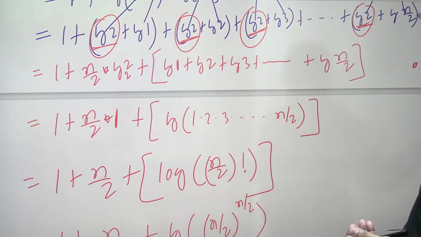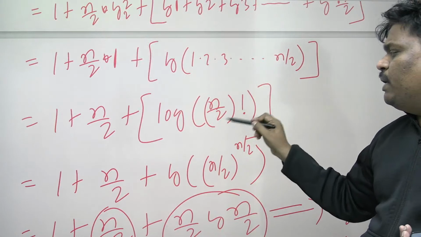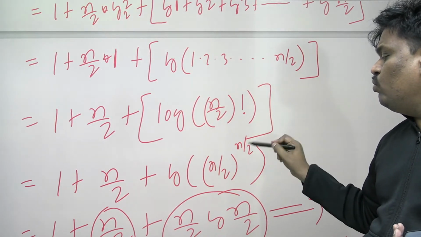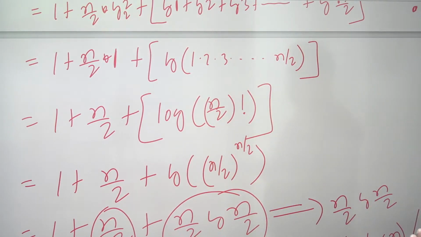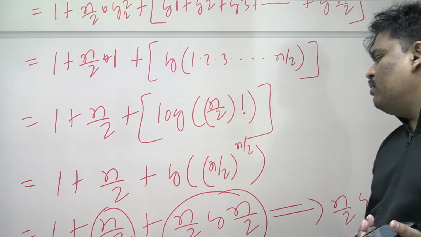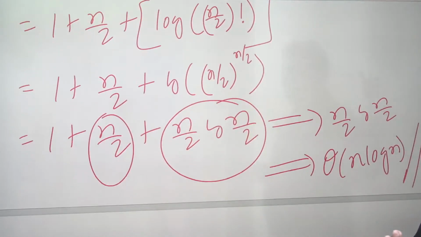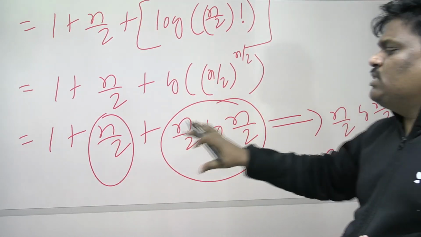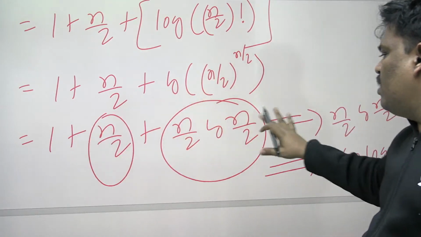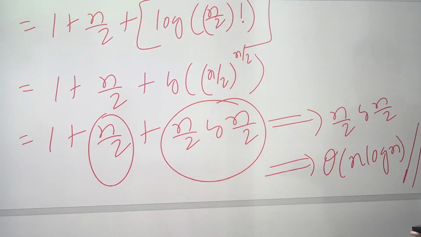n by 2 factorial upper bound is going to be n by 2 whole power n by 2. So n factorial upper bound is n power n, and n by 2 whole factorial upper bound is n by 2 whole power n by 2. Log of n by 2 whole power n by 2 becomes n by 2 log n by 2. So this is only n by 2, and n by 2 log n by 2. Forget about constant, it will become theta of n log n.